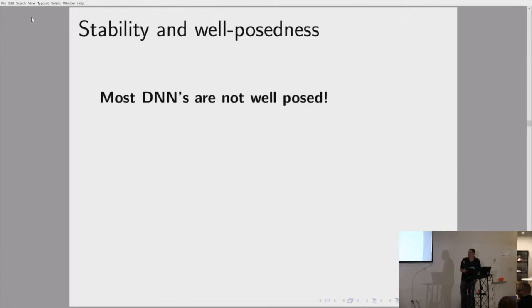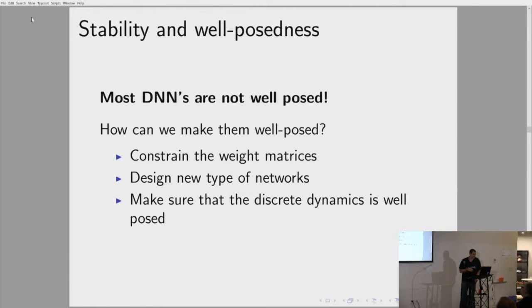Okay. Now, if you look at this, you will realize that most DNNs are not well posed. I mean, why should they be, correct? You have a random choice of matrices. Why should they be well posed? So that is really an issue. The question is, how can you make them well posed? So let's start with trying to think about how to make these things well posed.